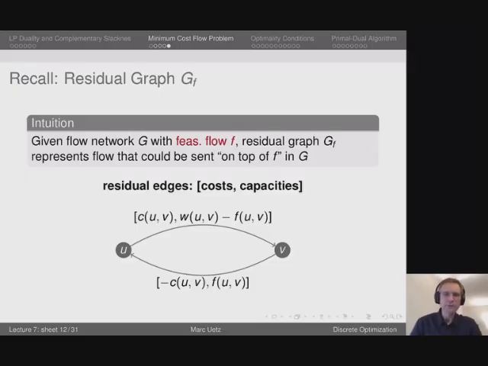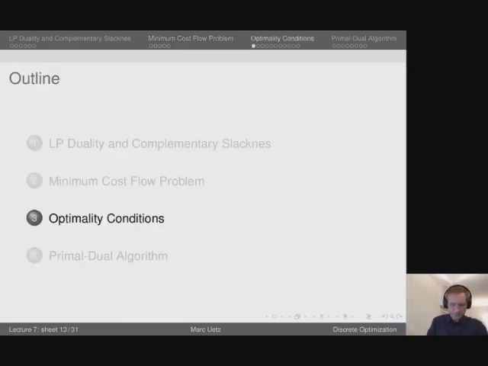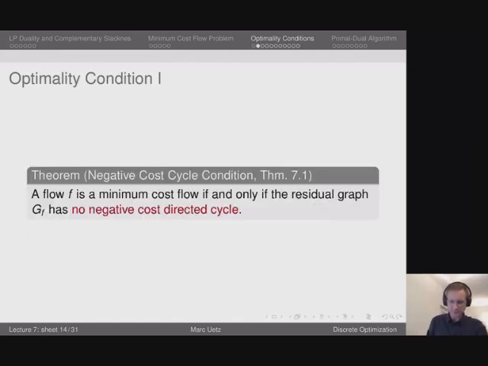So we have defined what a feasible flow is. We have defined the residual graph with respect to a given flow. And now we can move on to look at optimality conditions. So I want to characterize now optimal solutions. So when do we have minimum cost flows? And the first one is very intuitive. The second one is a bit less intuitive, but actually I will be working with the second one.